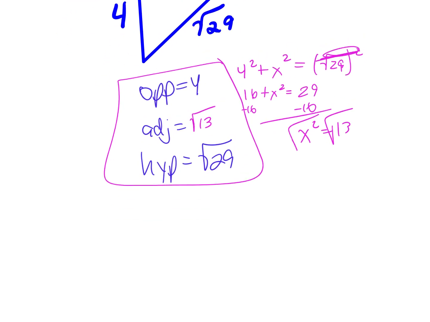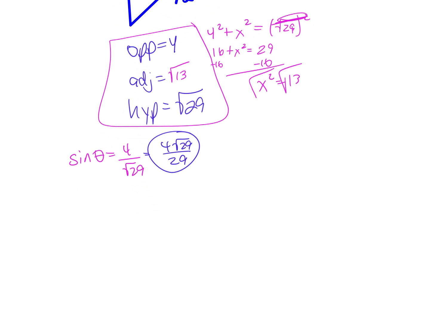So let's talk about our 6 trig functions. We have the sine of theta. Sine is what? Opposite over hypotenuse. This is okay for the web, but not for me. So we're going to rationalize. It's going to become 4 square root of 29 over 29. What is your reciprocal function? Cosecant of theta. It's going to be what? The square root of 29 over 4.